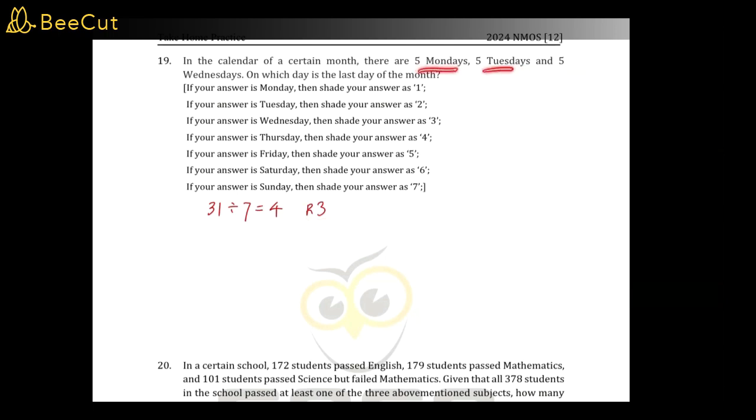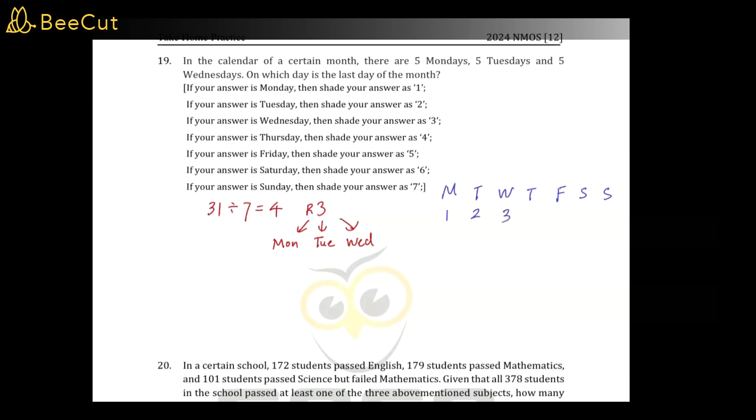So there are 5 Monday, 5 Tuesday, and 5 Wednesday. This is from the remainder. These are the ones with the extra day. So if we draw the calendar, Monday, Tuesday, Wednesday, Thursday, Friday, Saturday, and Sunday, it always starts from the one with the extra day. So first day of the month is a Monday. Second day is a Tuesday. Third day is Wednesday.